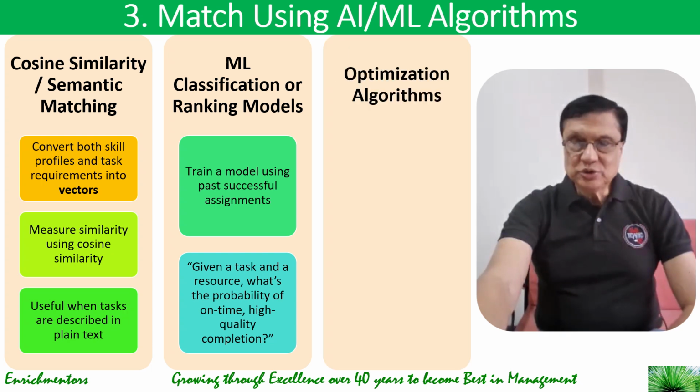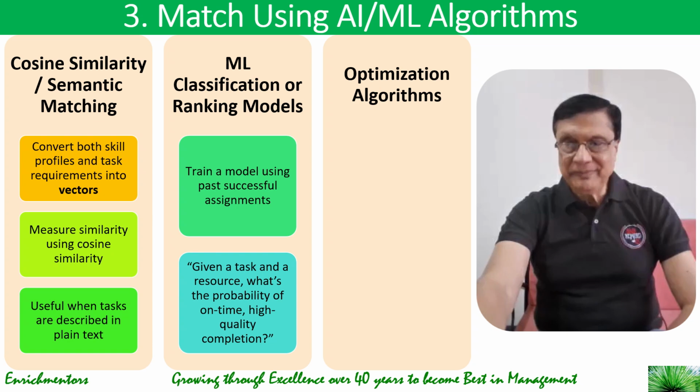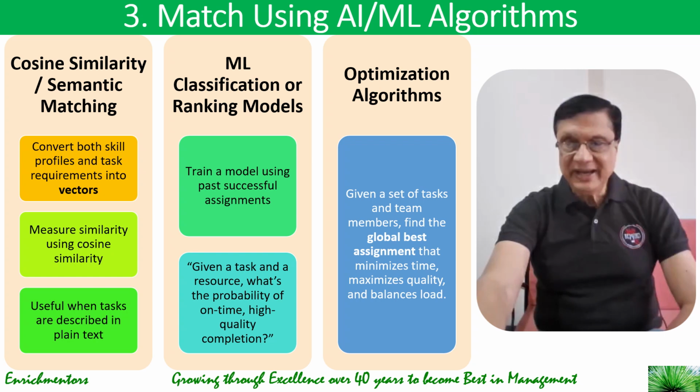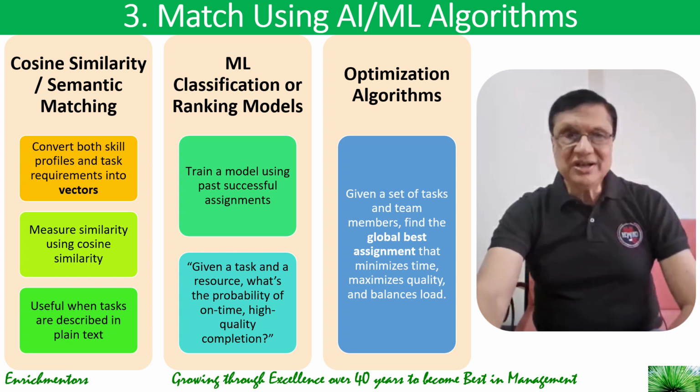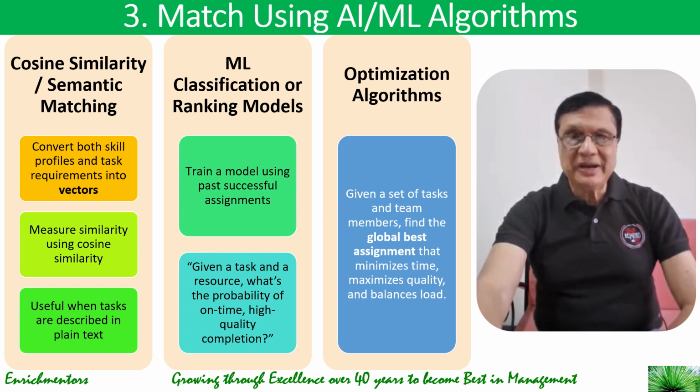Then you can also use optimization algorithms like linear programming and genetic algorithms. There you give a set of tasks and team members and then find the global best assignment that minimizes time, maximizes quality, and balances load. So these are various approaches that you can use to match the task and the profile skill using AI.